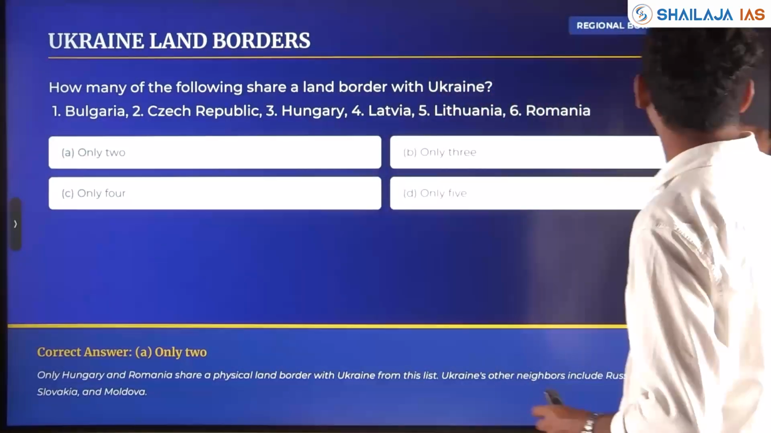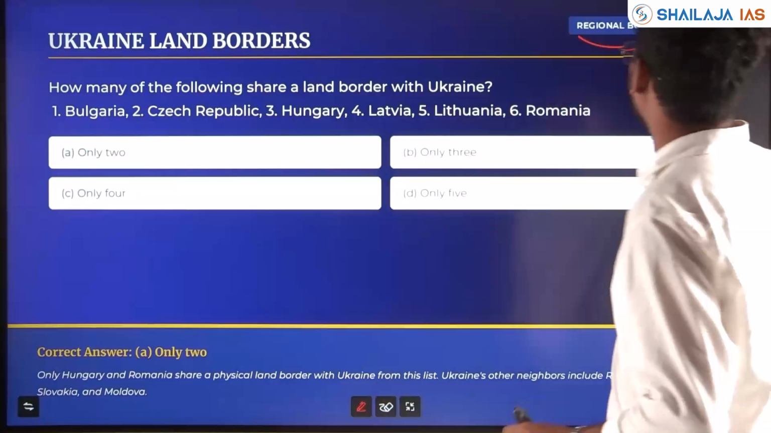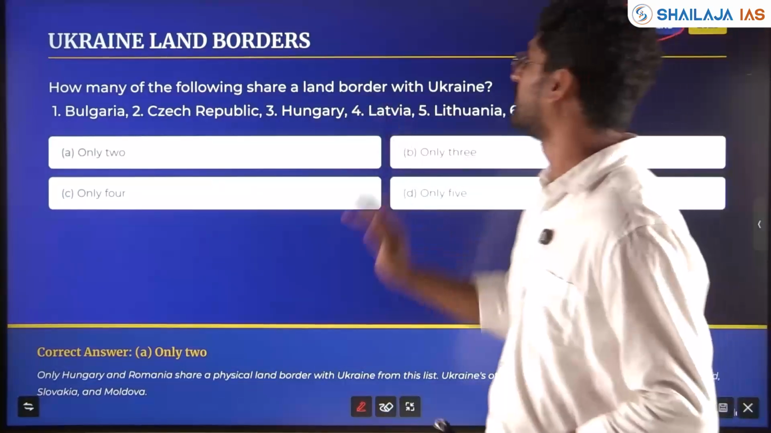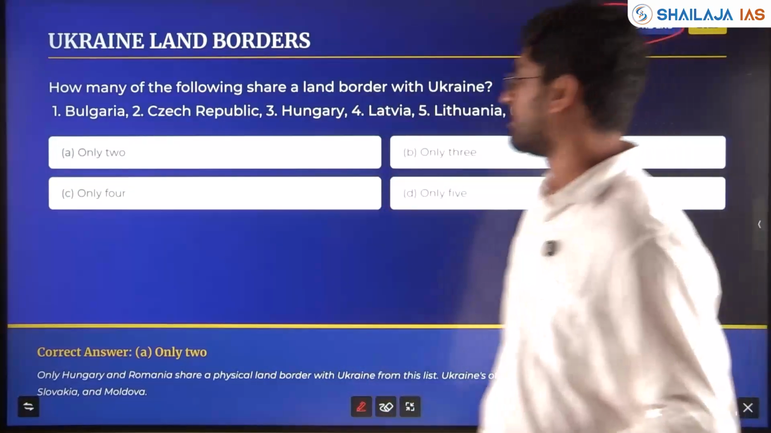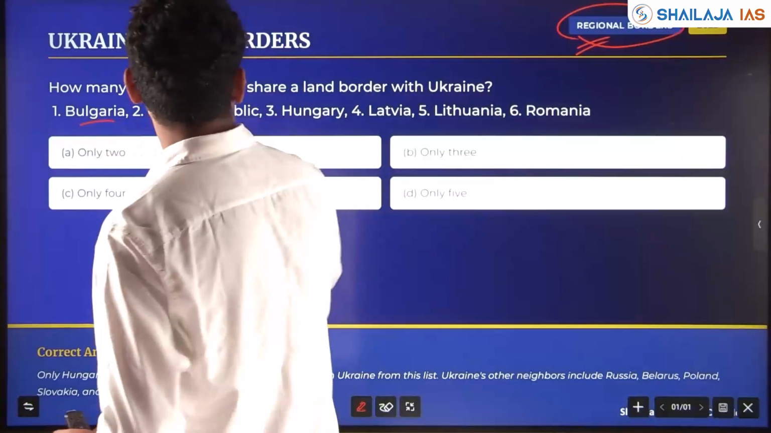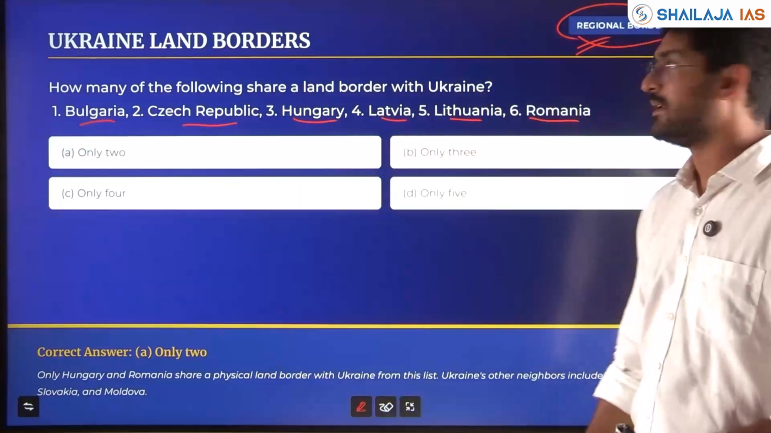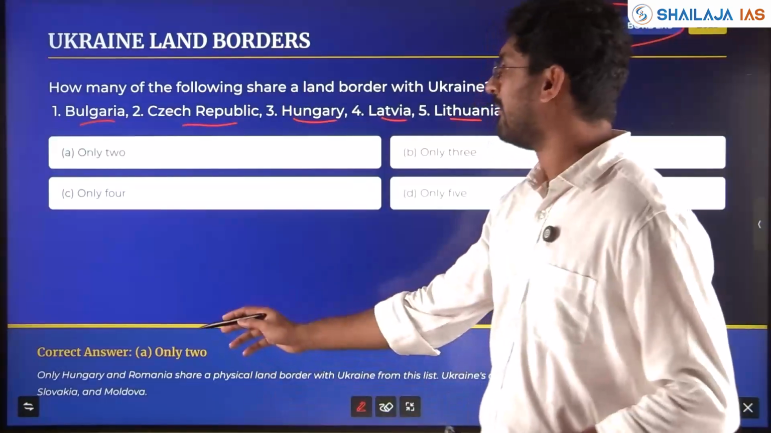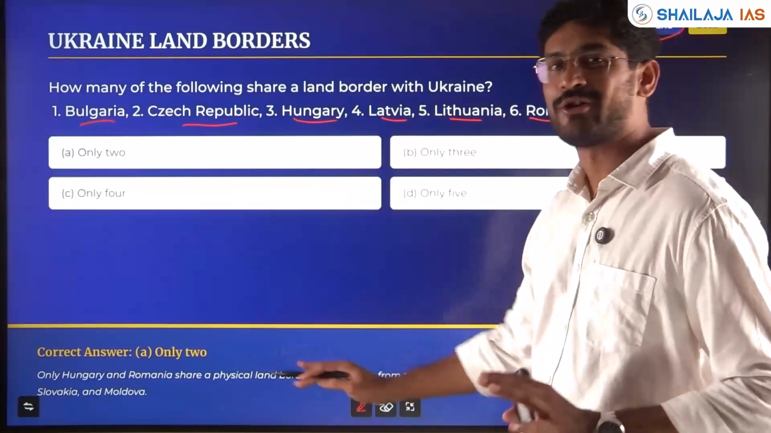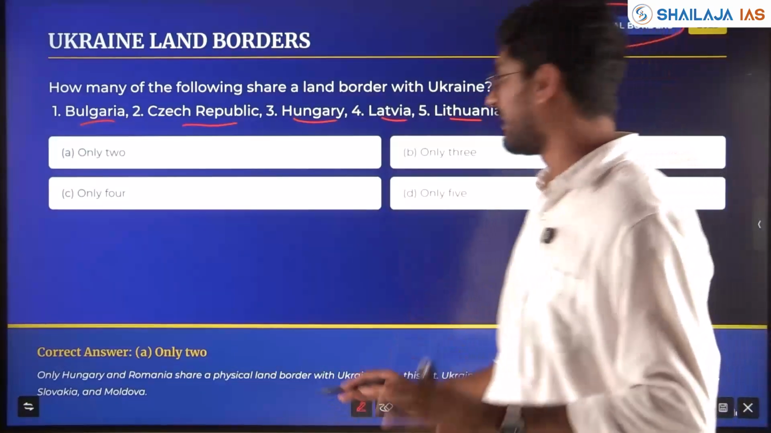The Ukraine war was in the news in 2023. So he asked which of the following share a land border with Ukraine. Bulgaria, Czech Republic, Hungary, Latvia, Lithuania, Romania. Here six options are given, however the answer is not four. Not always will that technique or trick work.